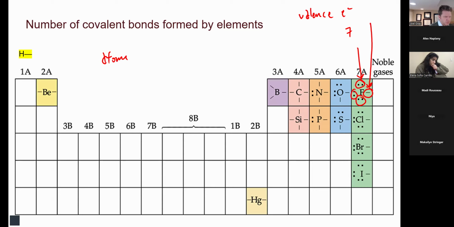Geez, Joel, your handwriting is embarrassing. No, it's not. It's really good, actually.